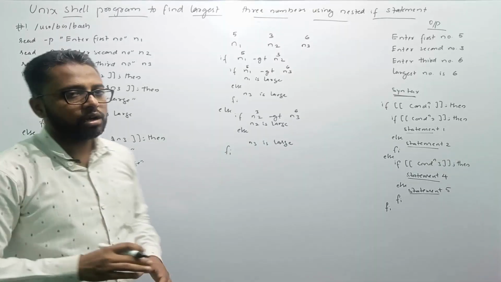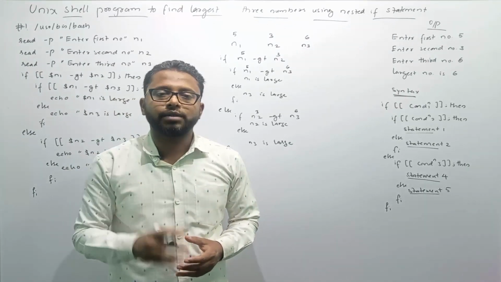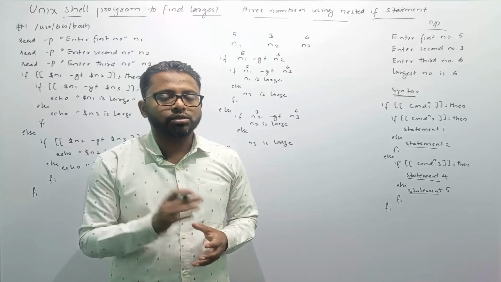So this is how you can write a shell program to find the largest of three numbers using nested if statement. I hope you guys have understood this concept.